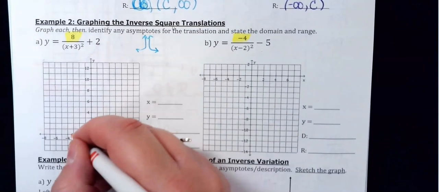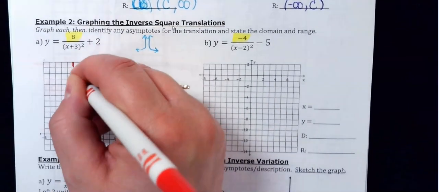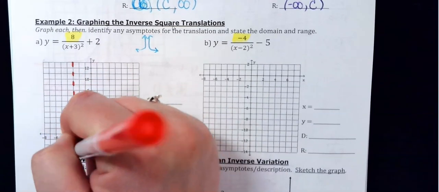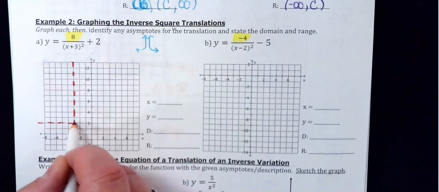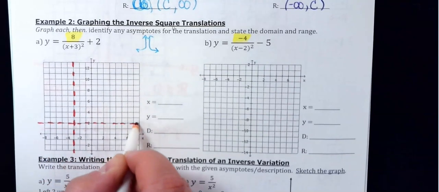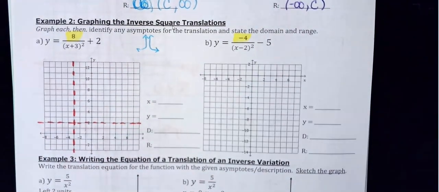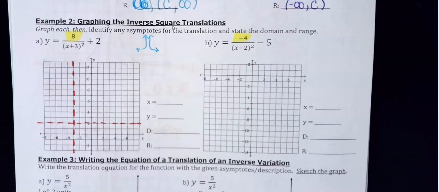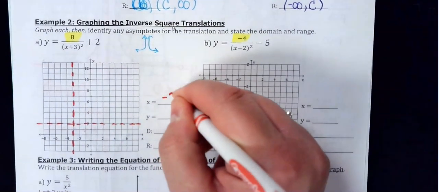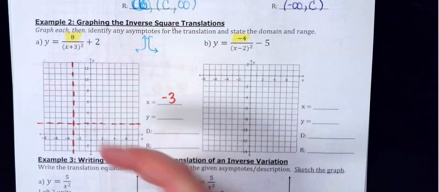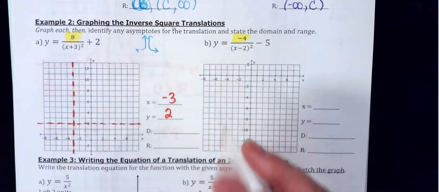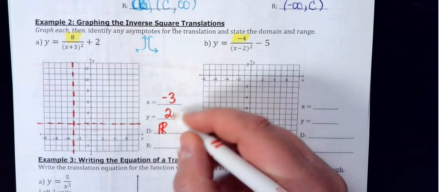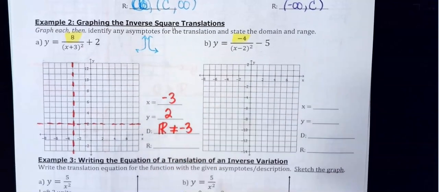Okay, so this is left 3. So I'm going to go 1, 2, 3 to the left. It's going to be my vertical asymptote. And then up 2, that's going to be my horizontal asymptote. And if you want to draw your branches, just base them on the quadrants that you created from the asymptotes. So X is opposite of what it looks like, so negative 3. Y we're going to copy, so Y equals 2, that's the horizontal line. Domain, I'm not even graphing this yet. I know it's going to be all real numbers, but not negative 3.